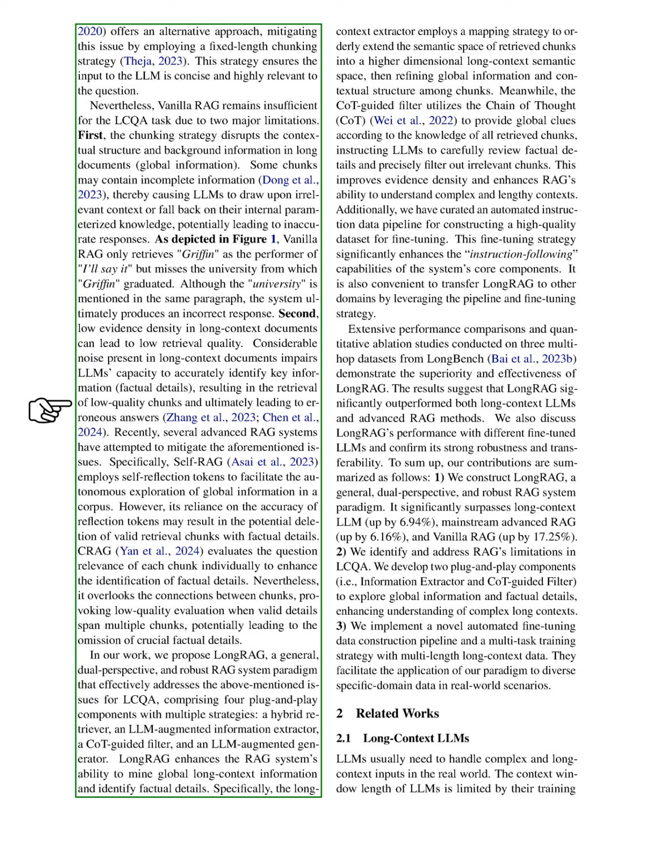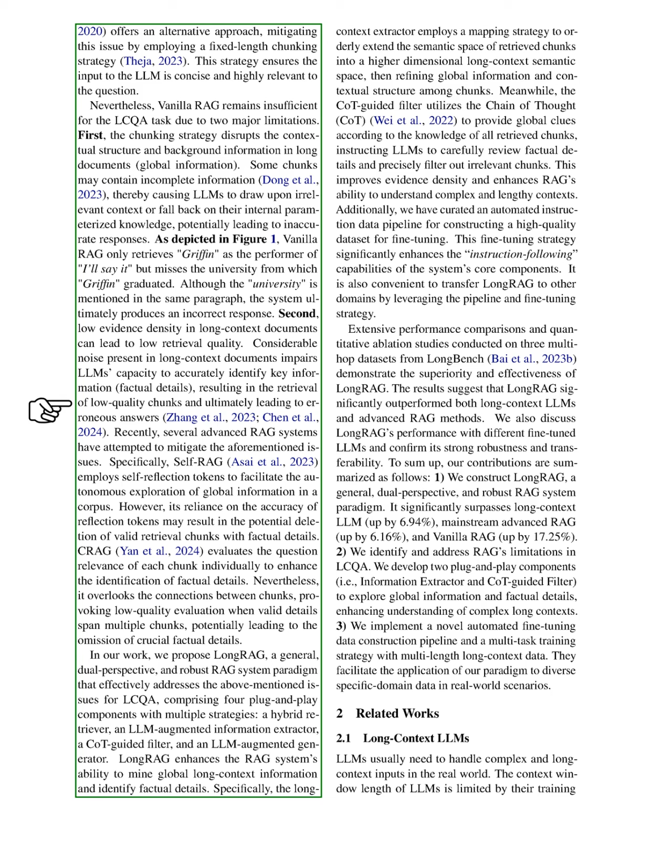For example, it might retrieve the name, Griffin, but miss the university he graduated from, even if it's mentioned in the same paragraph. Second, the presence of noise in long documents can reduce the quality of retrieved information, making it hard for LLMs to find key details.